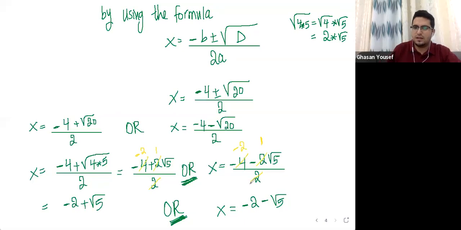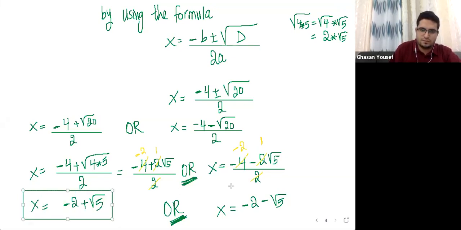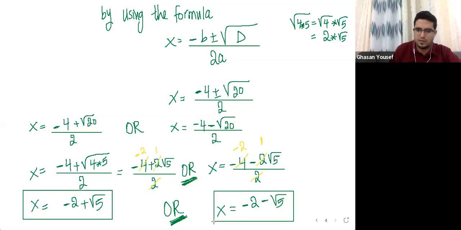Yes, the radical here, and we divide the 2 with the 2, so they cancel out. Then I get the last answer: minus 2 minus the square root of 5, without the 2. Minus 2 minus square root of 5 and minus 2 plus the square root of 5. This is the value for x. Any question?